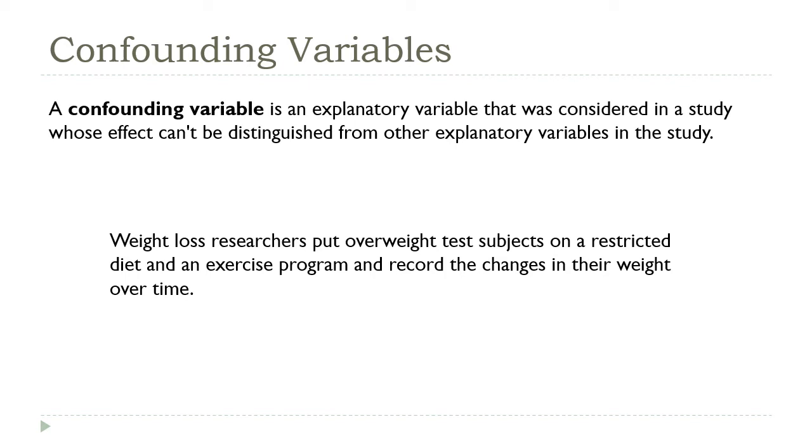It's diet that really matters, independent of exercise level. And of course, it's also possible that both variables are required to get the observed improvements in the participants' weight. The point is that there's no way to distinguish what the individual effect of each variable is, which is what we mean when we talk about a confounding variable.